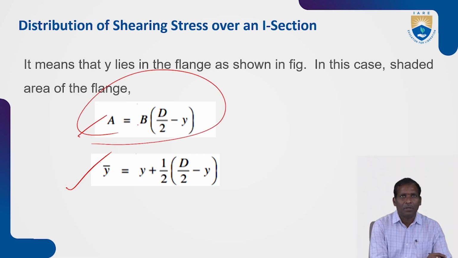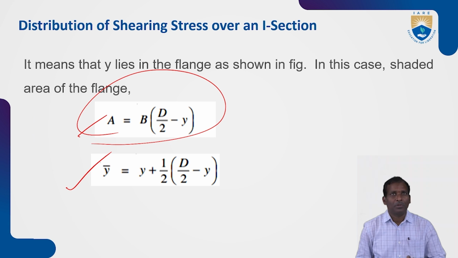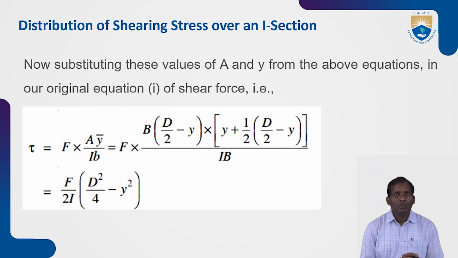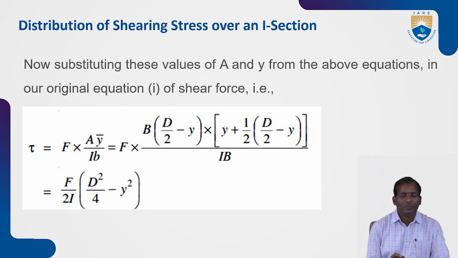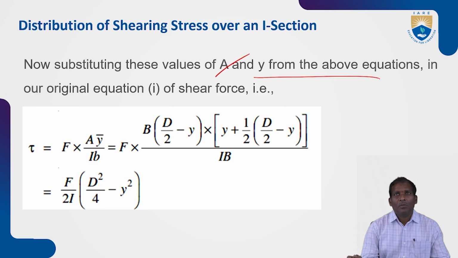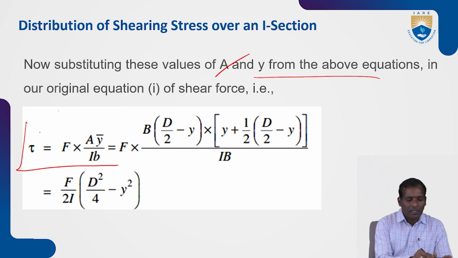In the T section also, the same. The area is b into d by 2 minus y, and y bar is y plus half of the distance. So now, substituting these values of A and y from the above equations in our original equation of shear force, this is shear stress.